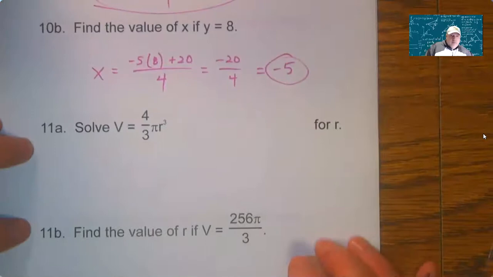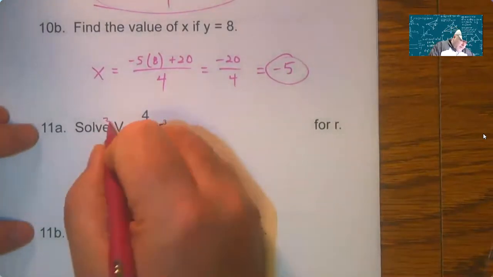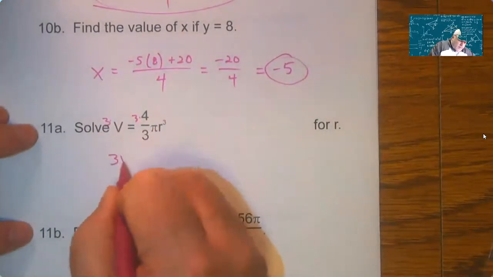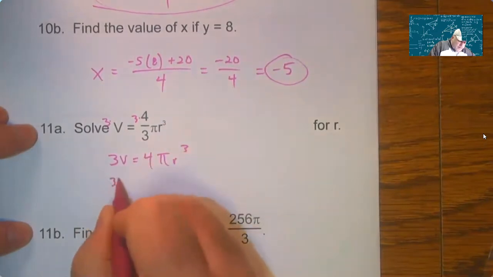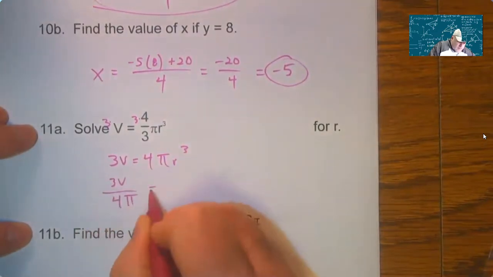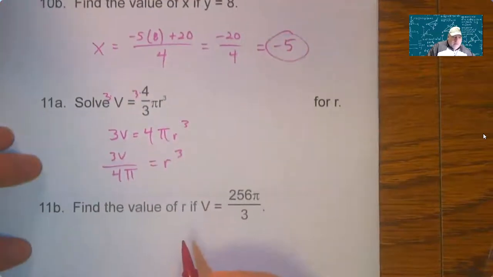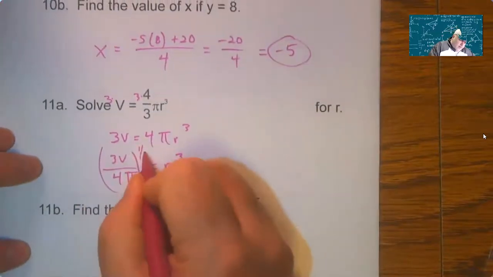Solve this for r. Multiply both sides by 3. So 3v equals 4 pi r cubed. Divide by 4 pi. Then raise each side to the 1/3 power.